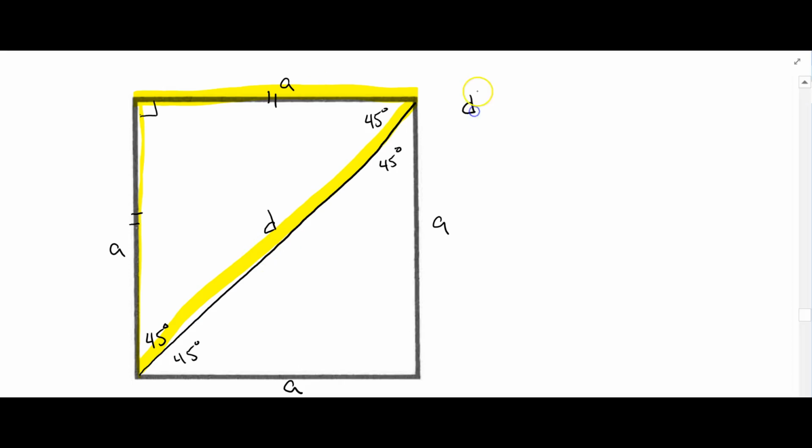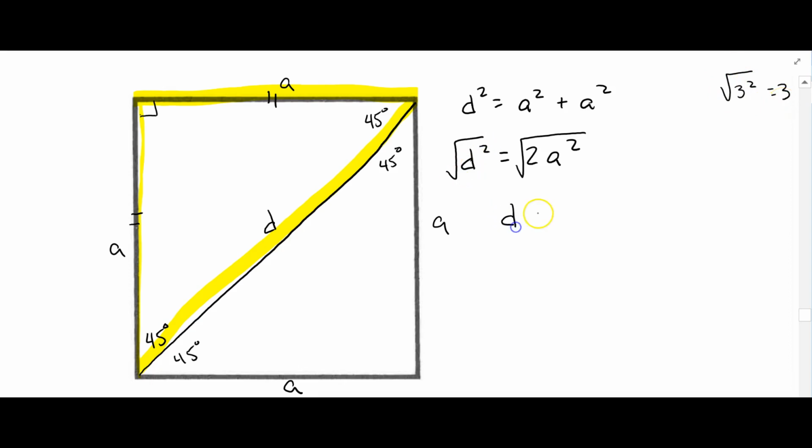So I've got d squared is equal to a squared plus a squared. So d squared is equal to 2a squared. Then we'll take the square root of both sides. Remember, square root and square, they're inverse operations. They undo each other. So the square root of d squared, just like the square root of 3 squared would just be 3. 3 squared is 9, and the square root of 9 is 3. The square root of d squared is just d.